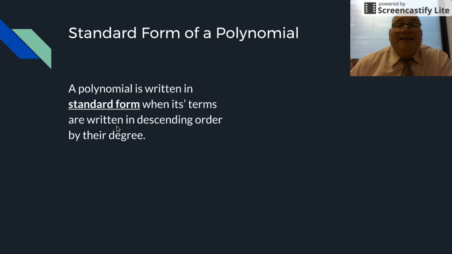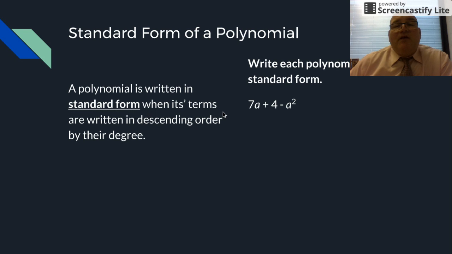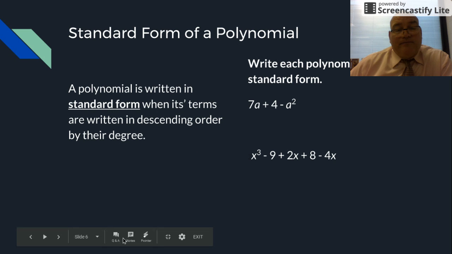The standard form of a polynomial. A polynomial is written in standard form when its terms are written in descending order by their degree. For example, write each polynomial in standard form. 7a plus 4 minus a squared. And our second polynomial, x cubed minus 9 plus 2x plus 8 minus 4x.